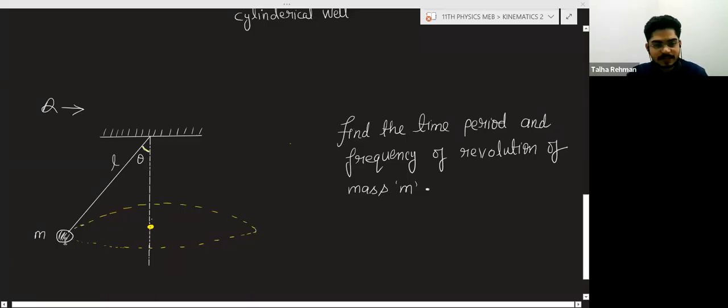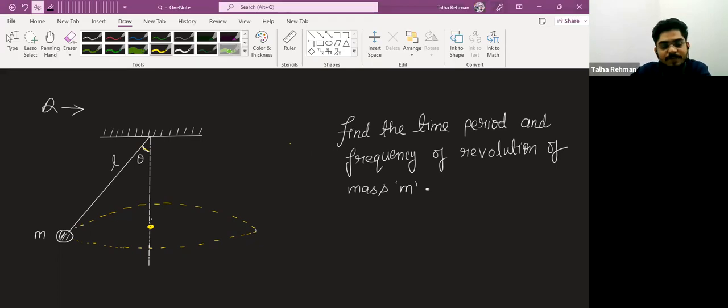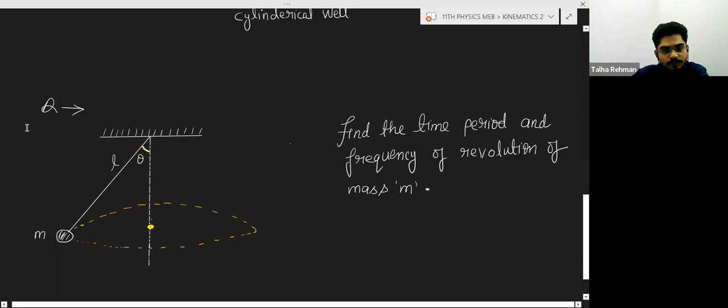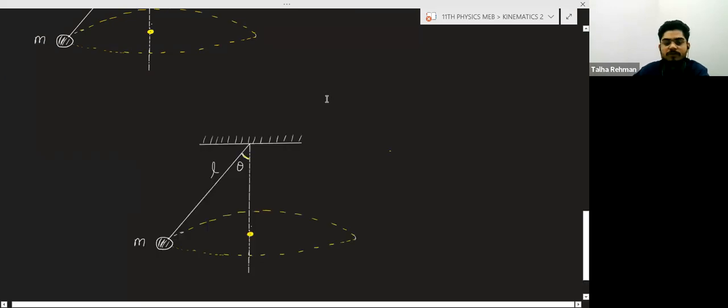Basically, this mass is rotating in a circular path, and we have to find the time period and the frequency of the revolution of the mass. So how will we find the time period and the frequency of the revolution of this mass? Okay, so this is the question.